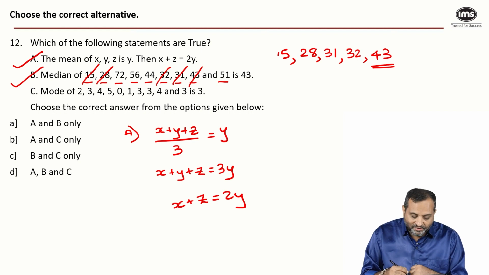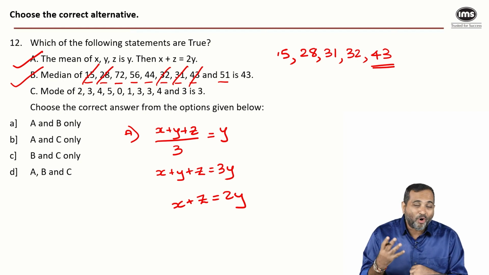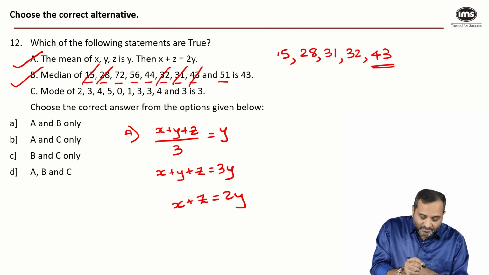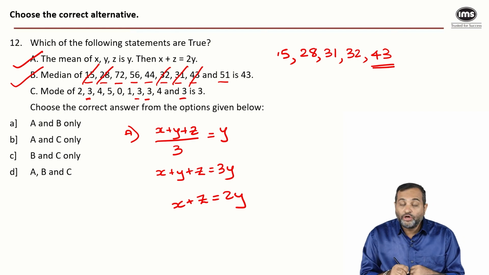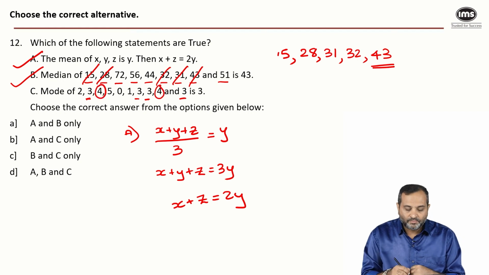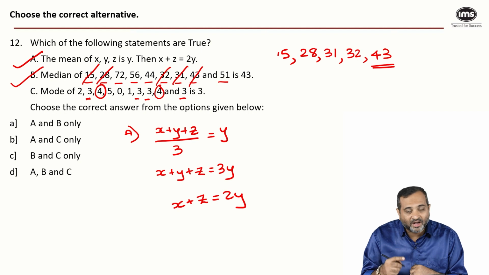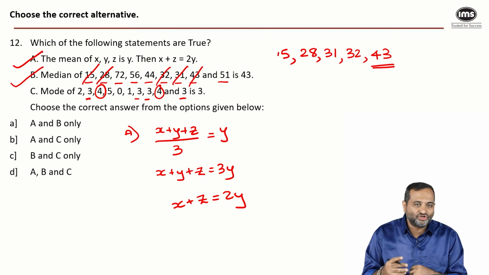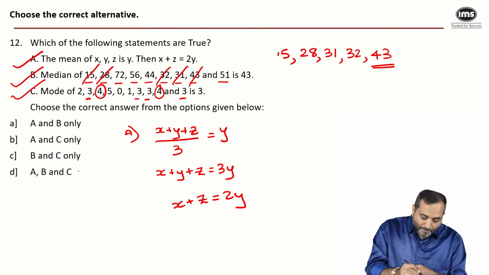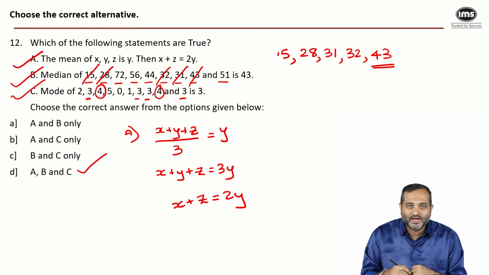The mode of the given numbers is 3. What do you mean by mode of numbers? When I say mode, meaning that number occurs maximum number of times. So if I look at the numbers given, do you see 3 is repeating 1, 2, 3, 4 times? Do you see any other number being repeated 4 times? I can see 4 being repeated only twice. That means 3 is occurring maximum number of times and hence has to be our mode. So the third statement is also true and hence I will mark option D as the answer.